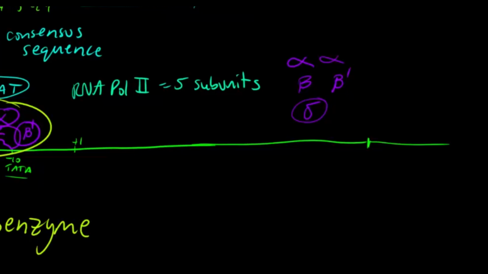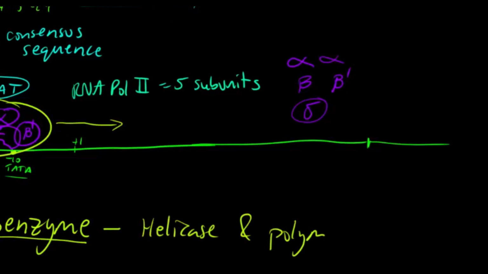So the sigma factor recognizes these 2 consensus sequences, and then that binds and it recruits the rest of the subunits to form the holoenzyme, which is RNA polymerase 2, and then transcription will begin. This protein complex, the holoenzyme, has both helicase and polymerase abilities.